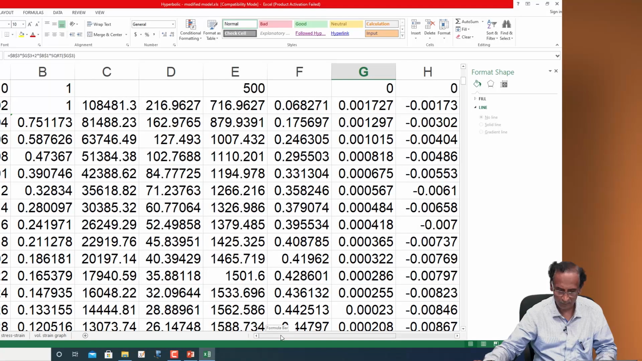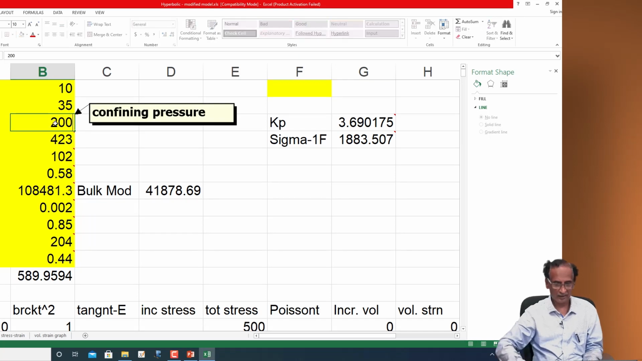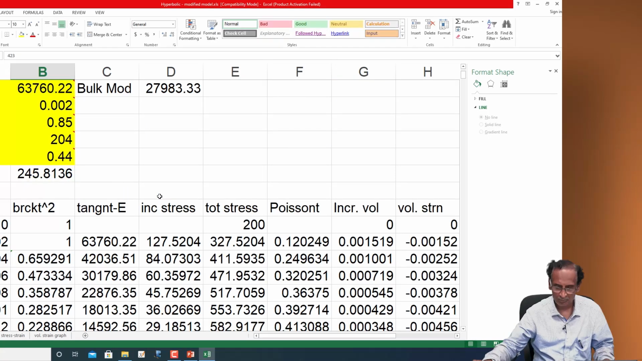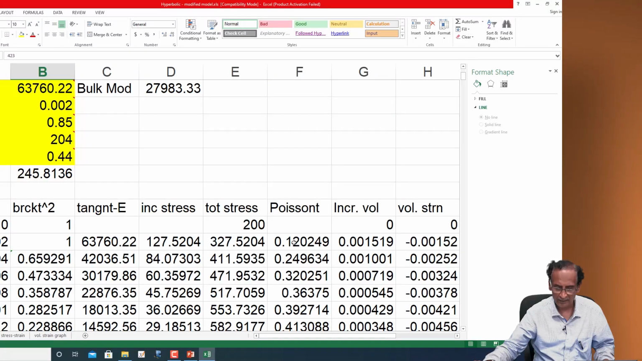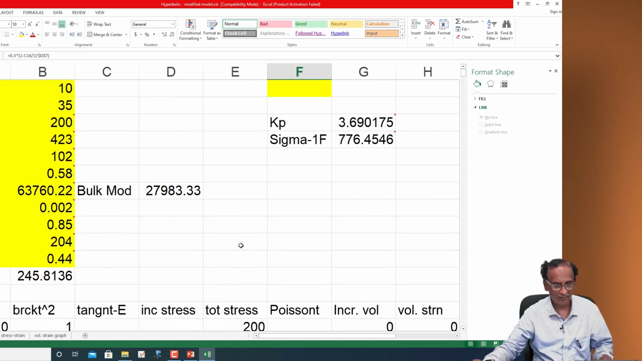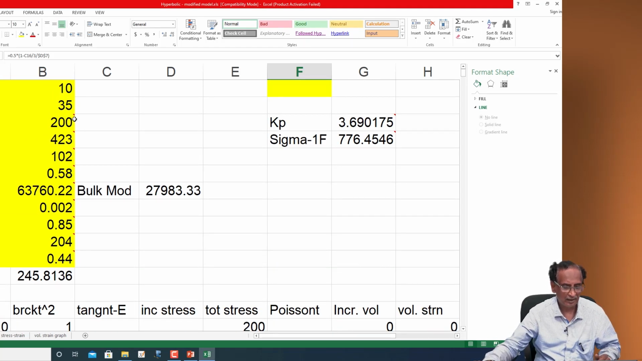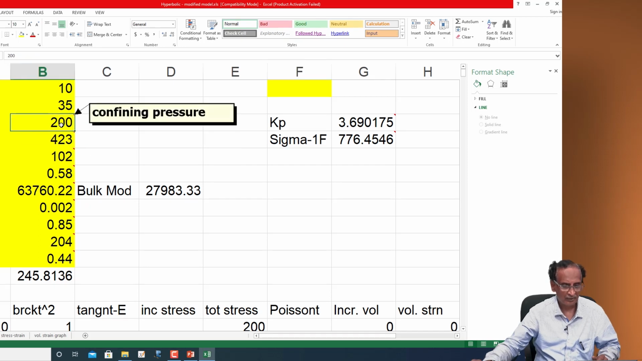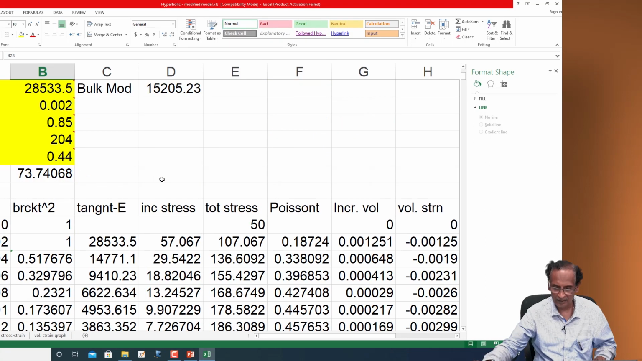So let us just do one more confining pressure, let us say 200, and here at a confining pressure of 200 our Poisson's ratio is 0.12. At a confining pressure of 100, the initial Poisson's ratio was about 0.15, now it is 0.12. And if I change this confining pressure to 50, our initial Poisson's ratio will be higher, 0.18.